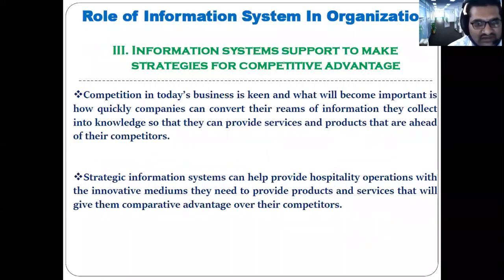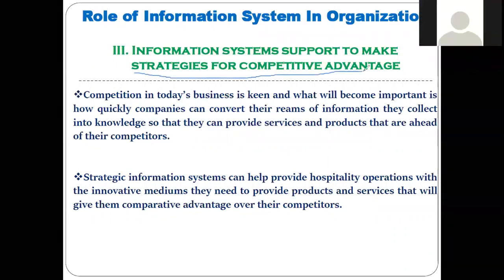Here also three information systems play the role. Which three? Management MIS, DSS and the EIS. Correct? Okay. Now, can you tell me what you mean by strategies for the competitive advantage?